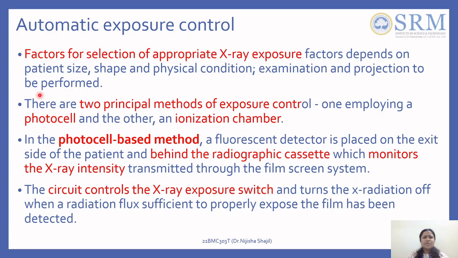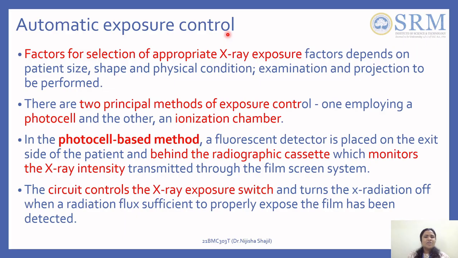The next important component of an X-ray machine is the automatic exposure control. Exposure means how much X-ray is coming out, and how I can control it. Selecting the appropriate X-ray exposure depends upon the patient's size, shape and physical condition, and the examination projection to be performed. Imagine I want to take an image of the hand. For that I need not give a very high exposure or high energy X-ray radiation.